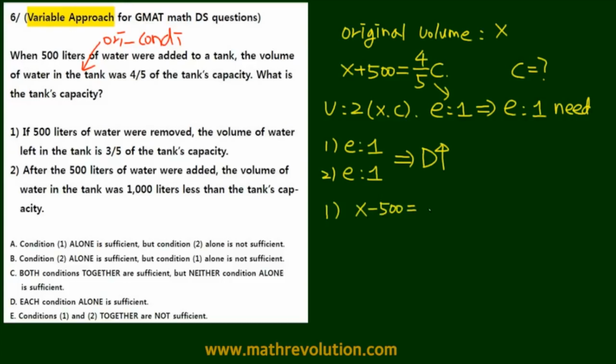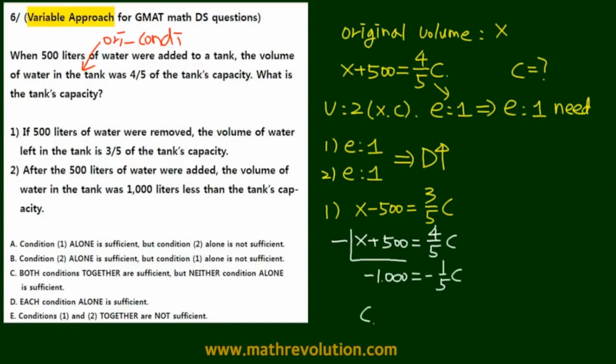X minus 500, according to condition 1, is equal to 3 over 5c. Well, what we get when you subtract the top from the bottom equation is x plus 500, 4 over 5c. Let's subtract this. We get negative 1000 is equal to negative 1/5 c, such that c is equal to 5000. That's sufficient. What about condition 2?